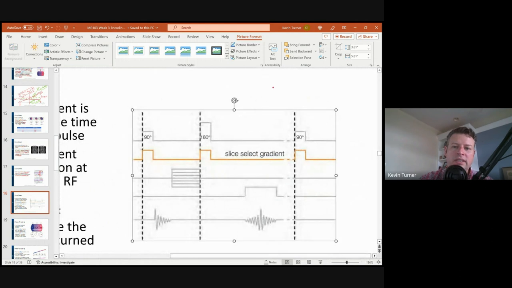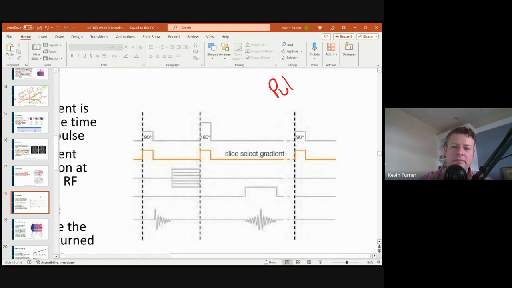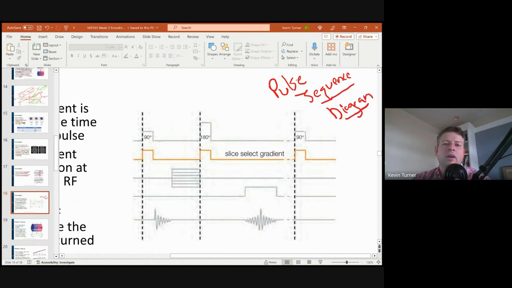This is a pulse sequence diagram. This tells us the order in which pulses are happening. A lot of crazy things on this lecture. The things that are happening on the pulse sequence diagram are going to be most of the things you're going to see on the quiz. All right. And also the orientation.